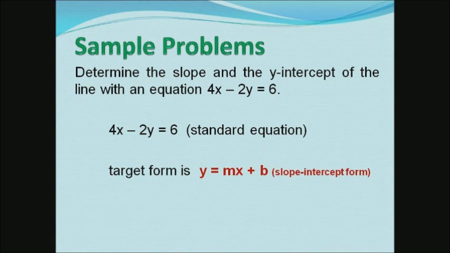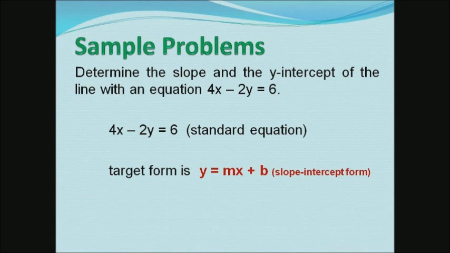As you notice, 4x minus 2y equals 6. That is already in our standard equation of the line. So our target now is to convert that standard equation into a slope-intercept form, which is y equals mx plus b. Why? Because through that form, slope-intercept form, we can immediately identify the slope of the line and the y-intercept.